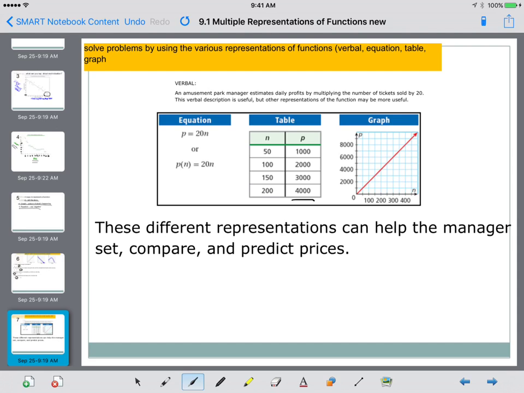Sometimes a table is useful. And lastly, you have a graph, and you can see this graph is going to continue to increase at a constant rate of 20 times the number of tickets. So let's take a look at an example where we can come up with these three types of information.